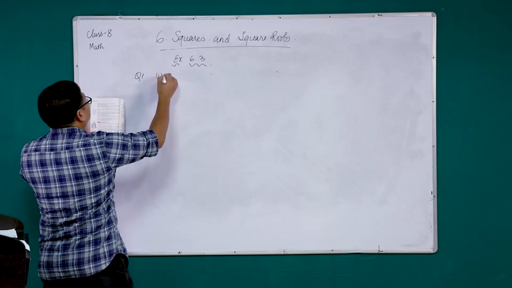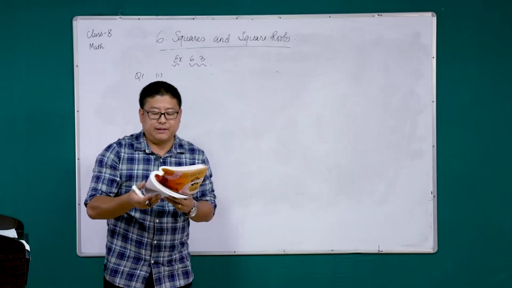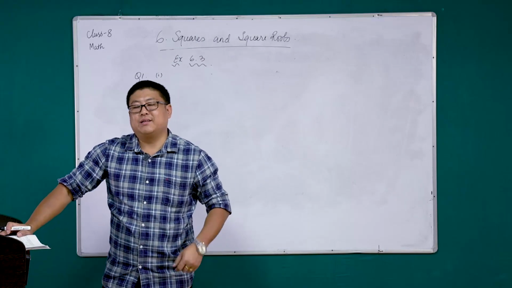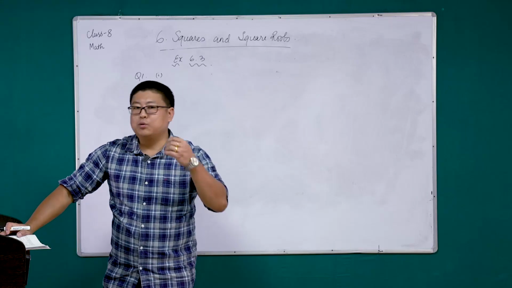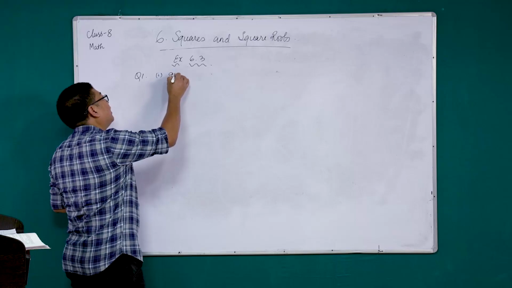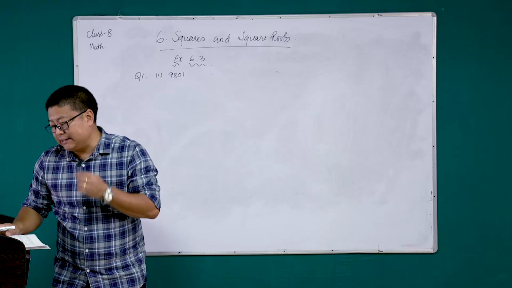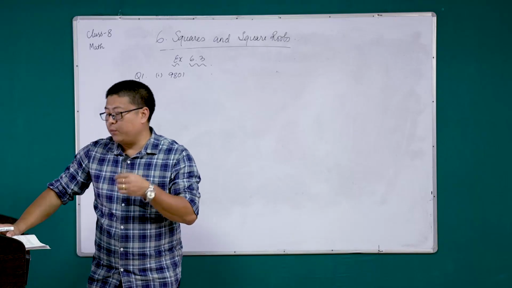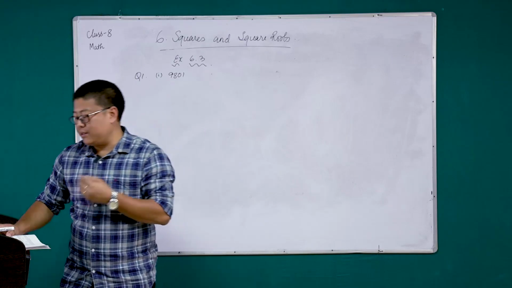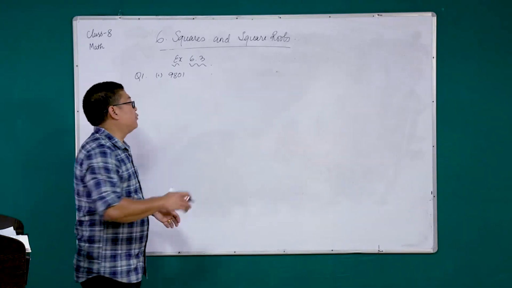Exercise 1, question 1. What could be the possible ones digit of the square root of the following numbers? We have already done this in the previous exercises. It is no different. The same thing is repeated again. The first question is 9801. They are asking what could be the possible ones digit of the square root of each of the following numbers. Before, we were doing squares of numbers. Now we will be dealing with the square root of a number. So the same step will be followed.